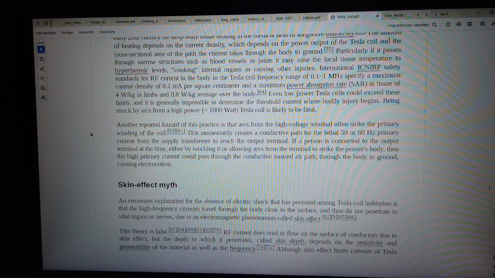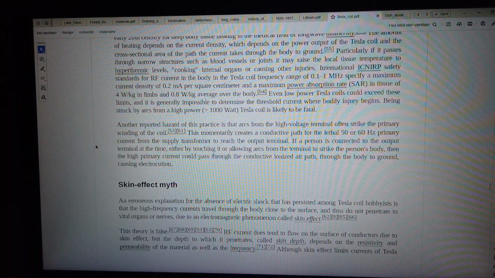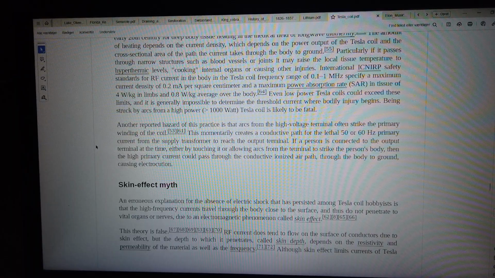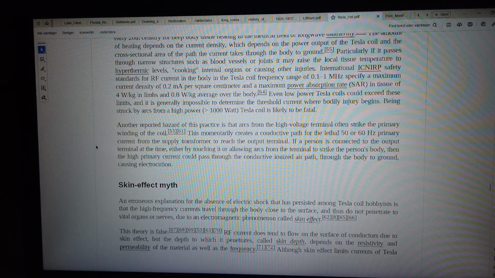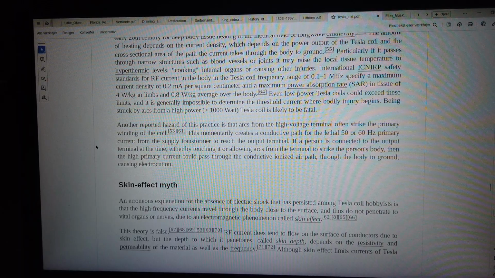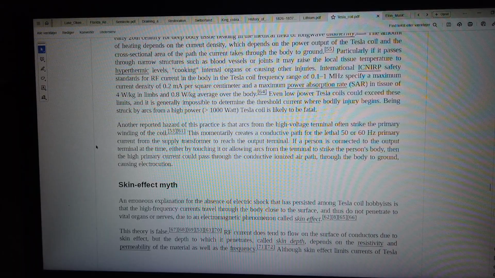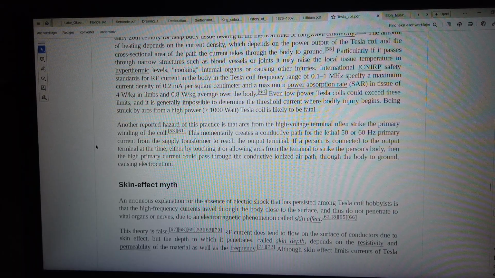This momentarily creates a conductive path for the lethal 50 or 60 Hz primary current from the supply transformer to reach the output terminal. If a person is connected to the output terminal at the time, either by touching it or allowing arcs from the terminal to strike the person's body, the high primary current could pass through the conductive ionized air path, through the body to ground, causing electrocution.